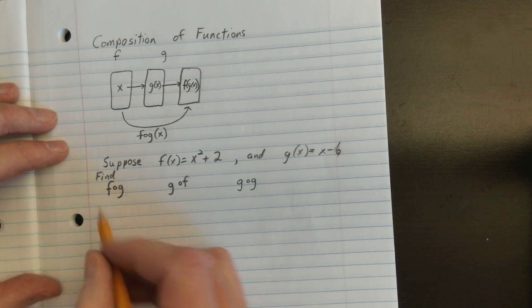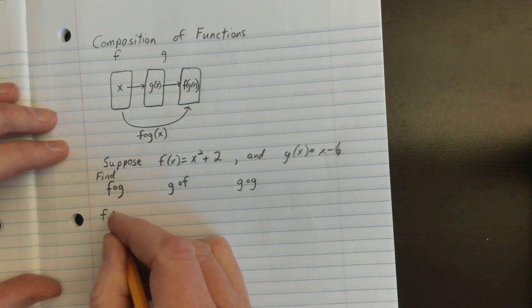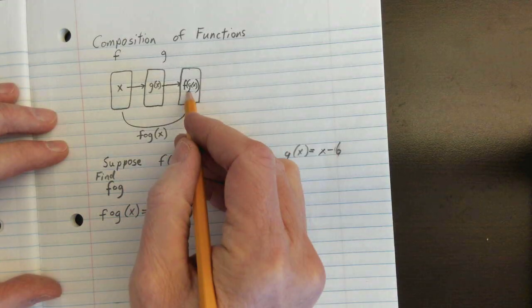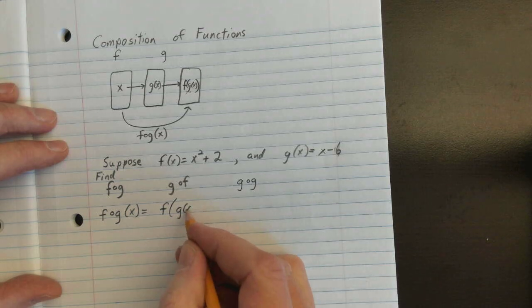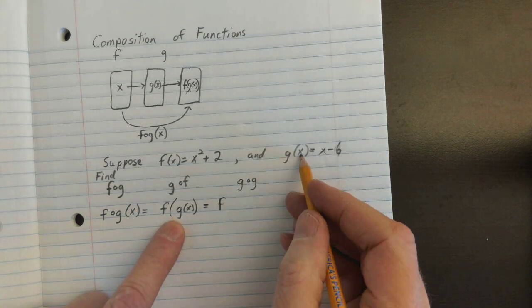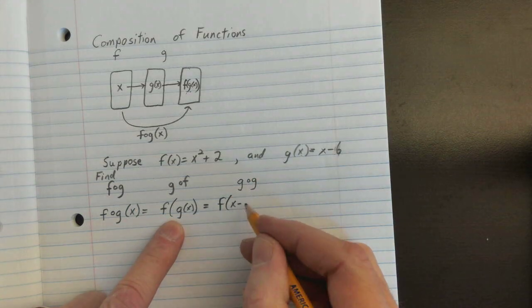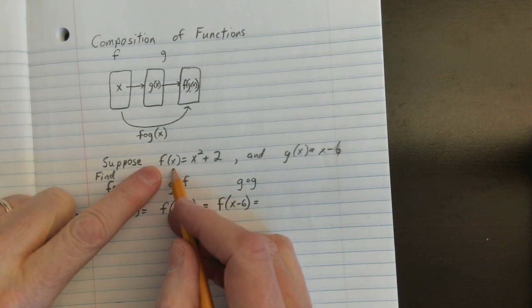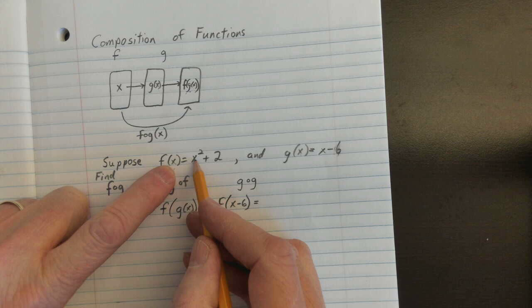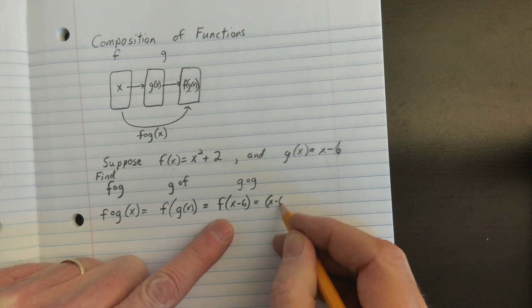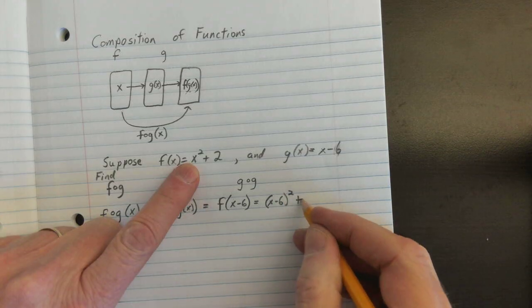Now, first one we have is f circle g of x. And I do it like this, it helps me. That's f of g of x. So g of x is equal to x minus 6. So I'm going to take the g of x out, put x minus 6 in its place. Now, the f of x function says square your input and then add 2. So my input is not just x now, it's x minus 6. I'm going to square that and then add 2.